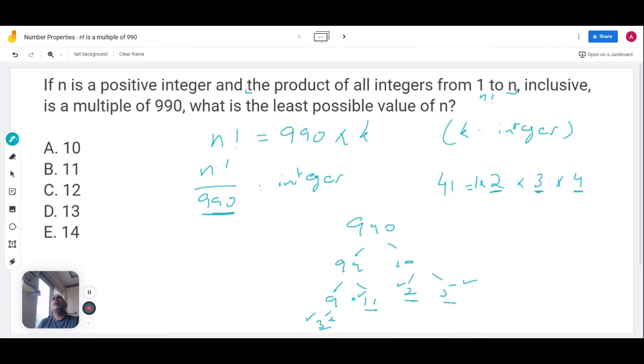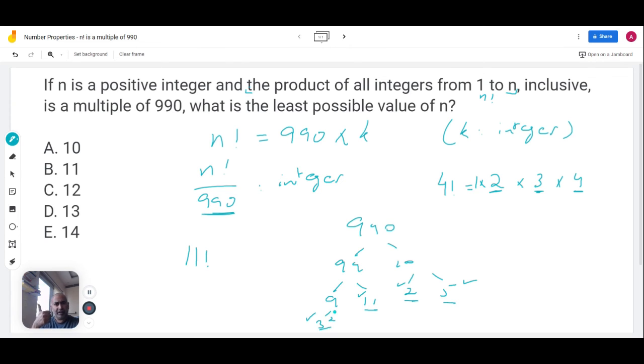Now, what's the smallest factorial that would have 11 as a factor? 10 factorial would not. Because again, 10 factorial is nothing but 1 times 2 times 3 dot dot dot times 10. There's no 11 yet. 11 factorial would be a multiple of 11 because 11 factorial has an 11 in the product. That's a good start. What about 11 factorial now? Would 11 factorial have 3 square in it as well as a factor? In fact, yes, 11 factorial has more than 2 3's.